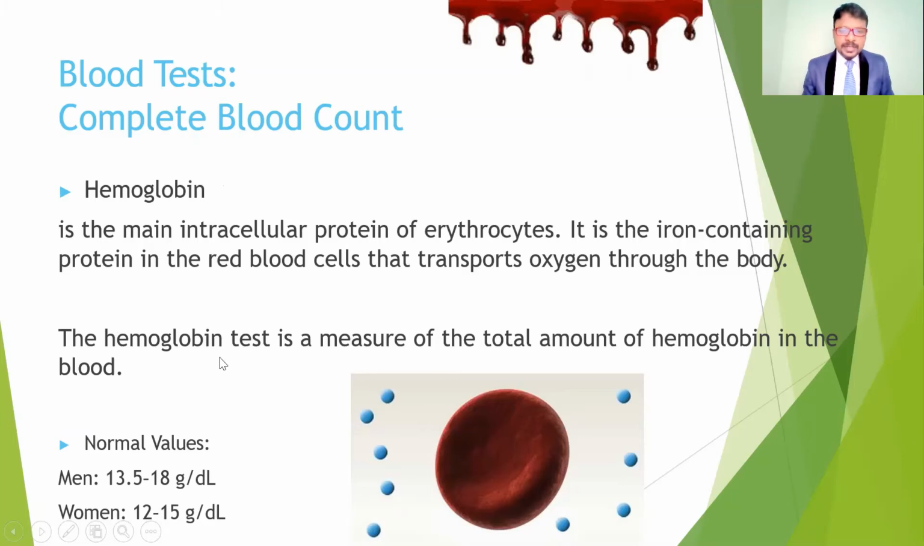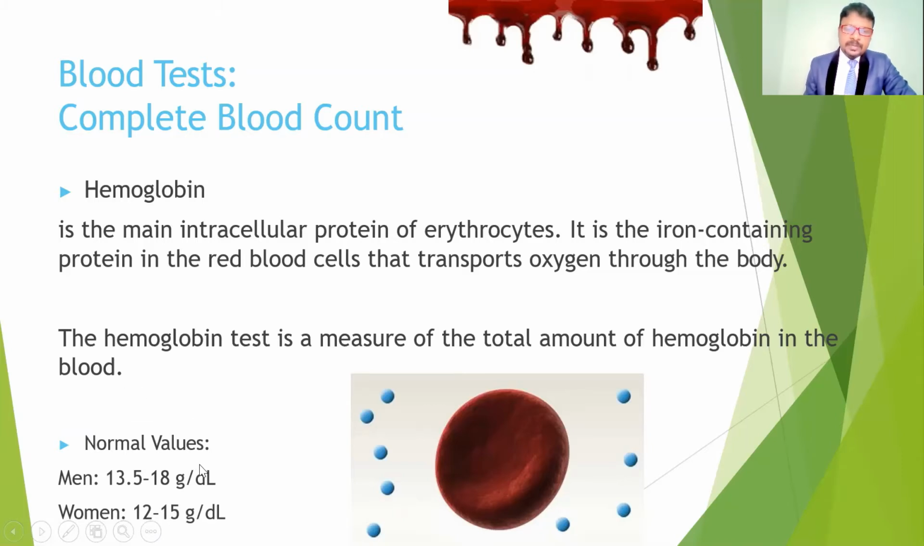The hemoglobin test is a measure of the total amount of hemoglobin in the blood. The normal hemoglobin in men is around 13.5 to 18 grams per deciliter. In women, it is 12 to 15 grams per deciliter. So this is the normal.